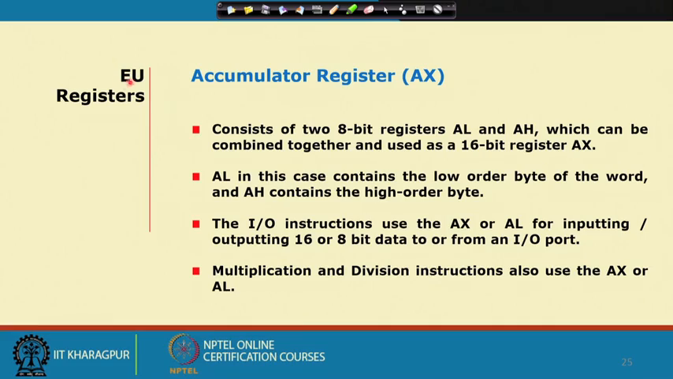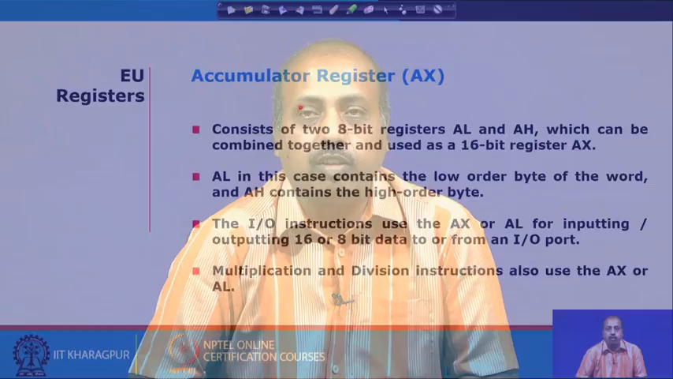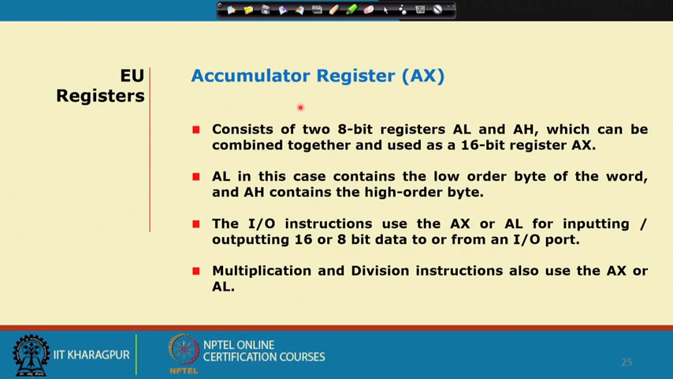Accumulator register or AX. We will look into these registers that we have in this execution unit. The first one is the accumulator register. As I said, it can be considered to be two 8-bit registers AL and AH, and they can be combined together and used as a 16-bit register AX. AL contains the lower order byte and AH contains the higher order byte. So, AL is the lower order one, AH is the higher order one.